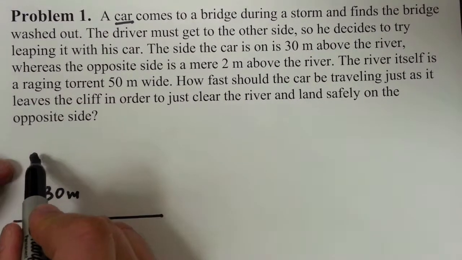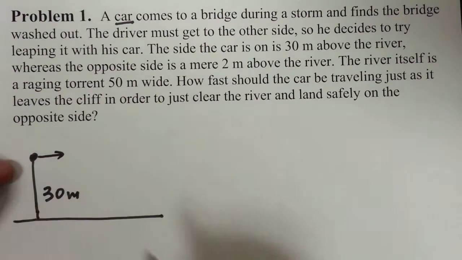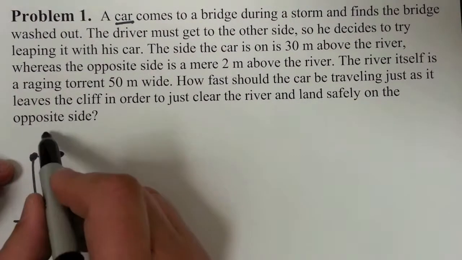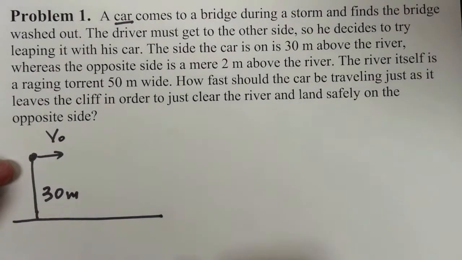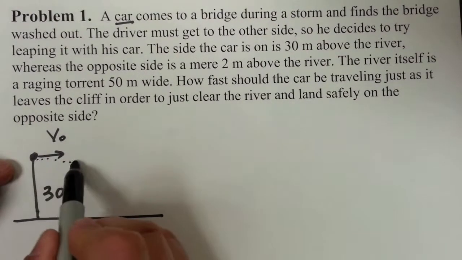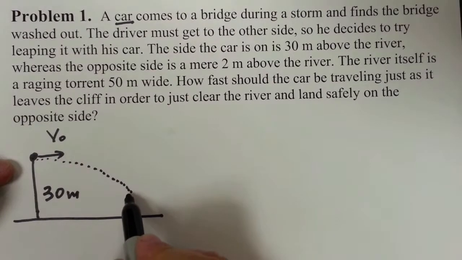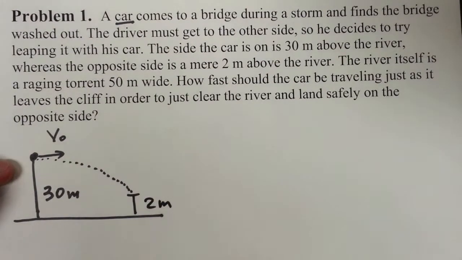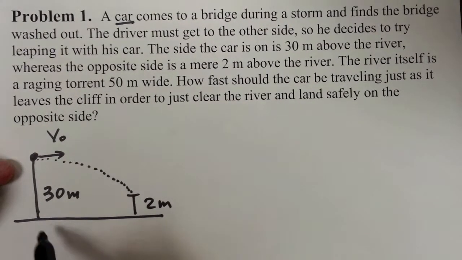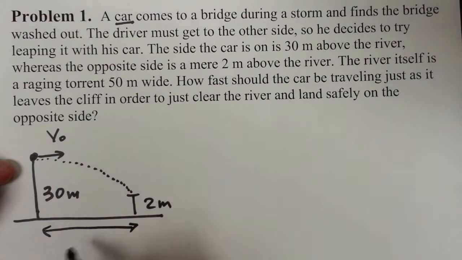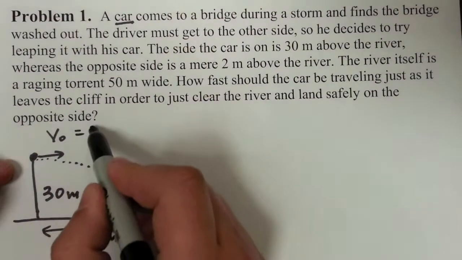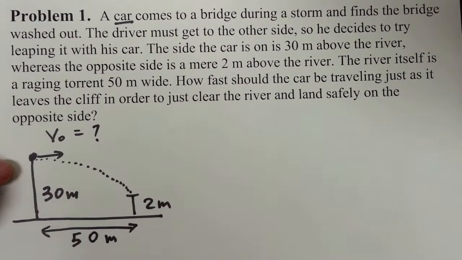Well, we have to make an assumption that it lifts off horizontally. That's the initial velocity. We know what's going to happen. I don't even have to read further yet. The opposite side is 2 meters above. The river is 50 meters wide. How fast? Okay, that's the initial velocity.